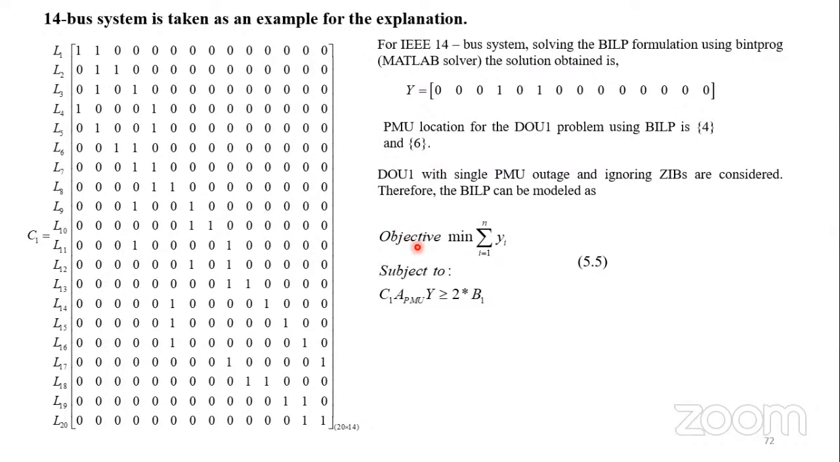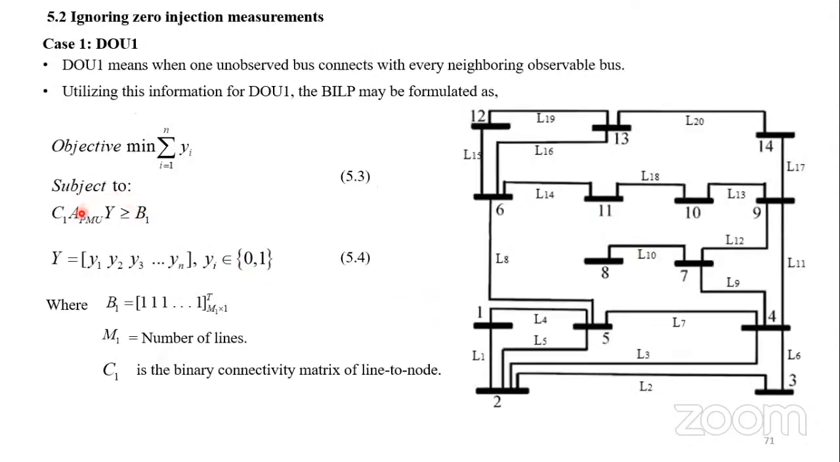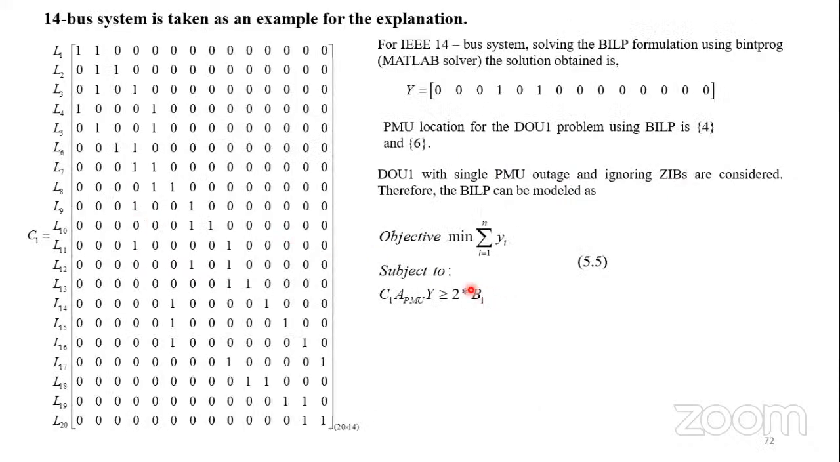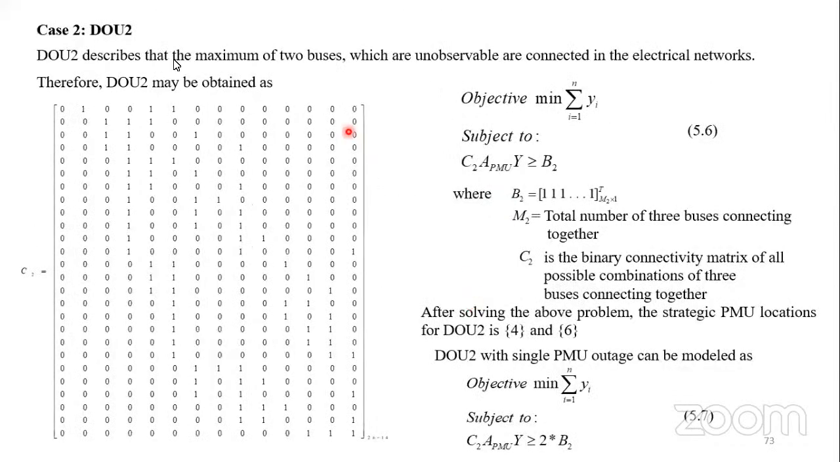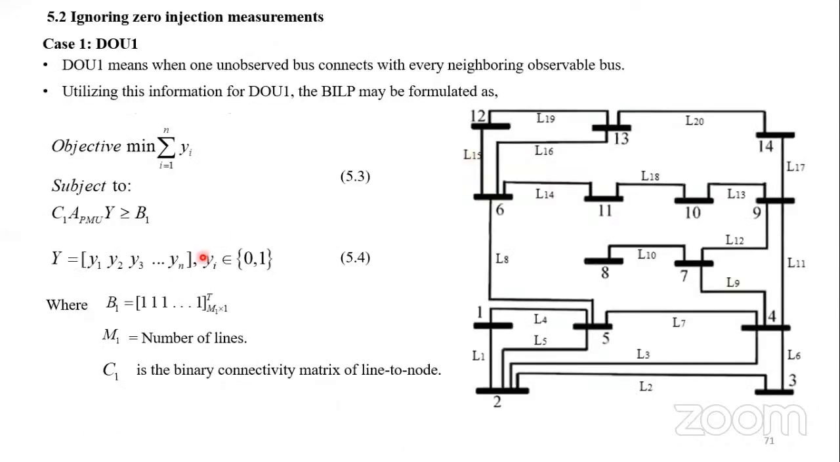Now let's talk about the depth of one whenever we are considering the outage. This is when we are not considering the outage. As you are seeing, B is not multiplied with 2, but here we are multiplying with 2 because we want to see how depth of unobservability 1 will behave whenever there is a single PMU outage. Now the case is depth of unobservability 2. Here the C2 matrix is important, whereas in the previous case the C1 matrix is important.